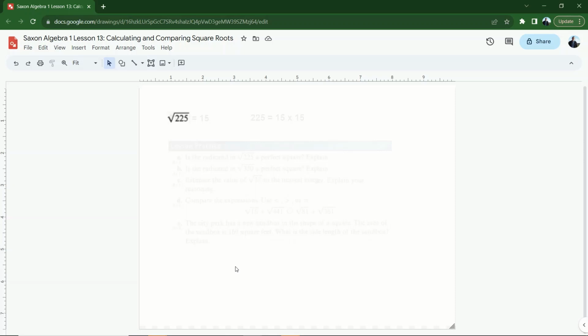Hello, algebra students. In this short lesson, we're going to be talking about calculating and comparing square roots. And you see there's a square root on the screen right now in front of you. What is a square root?